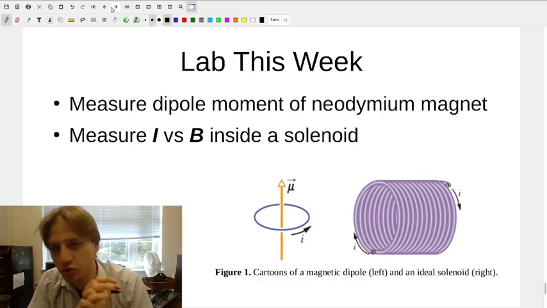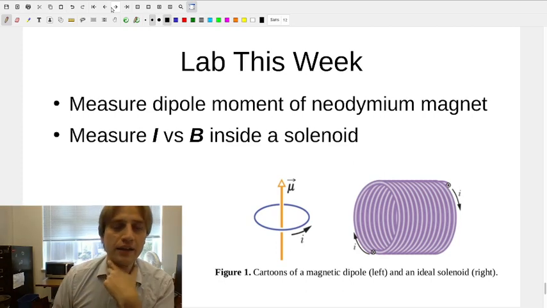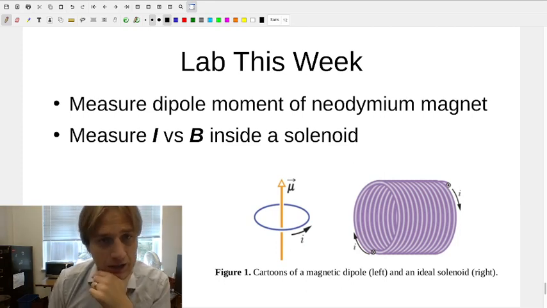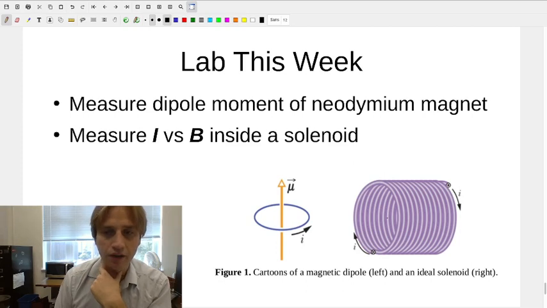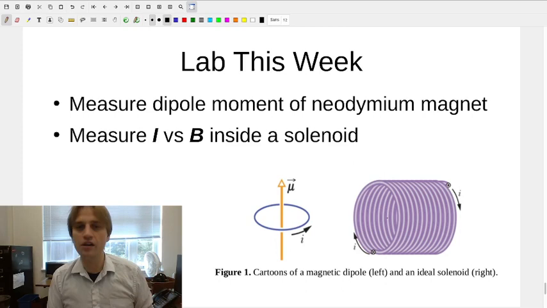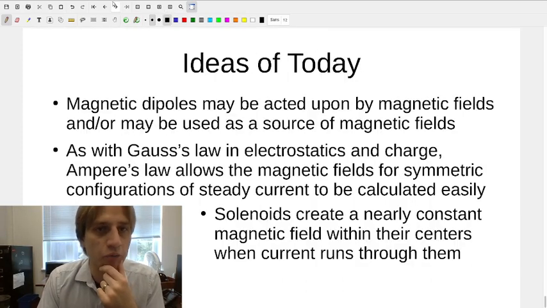But in this course, we're going to stick with classical magnets for a while. And so in lab this week, you're going to use a magnetic field sensor to measure the dipole moment of a neodymium magnet. And then you're going to measure the current versus the magnetic field by sticking the magnetic field sensor inside of a solenoid and then turning up the current and noticing how B gets bigger as the current gets bigger. Okay, so we're getting there.